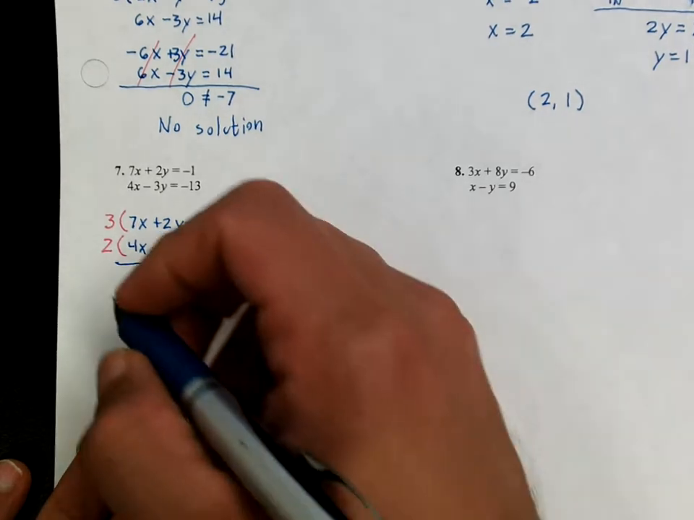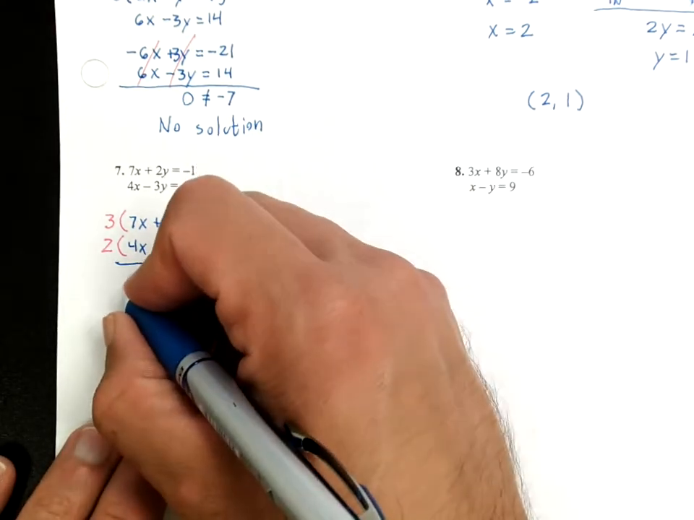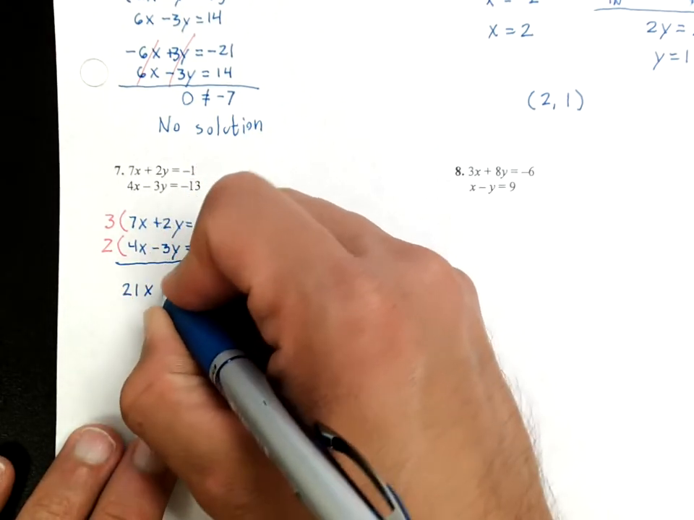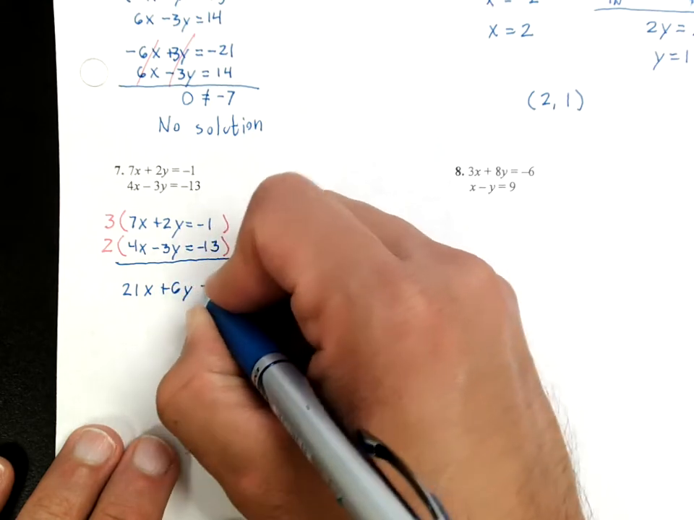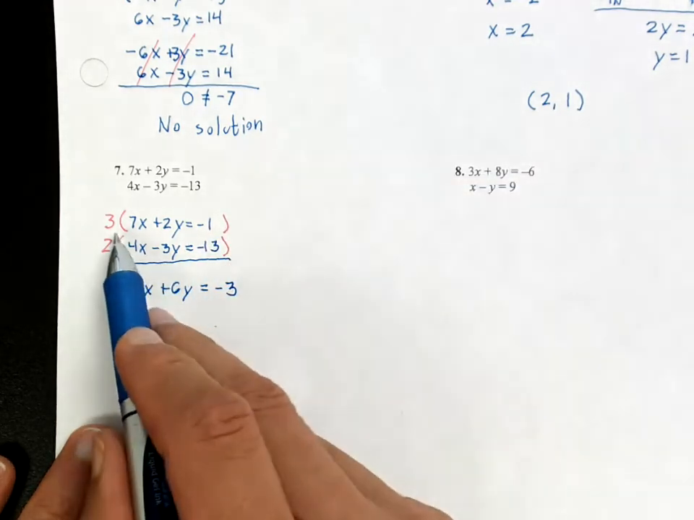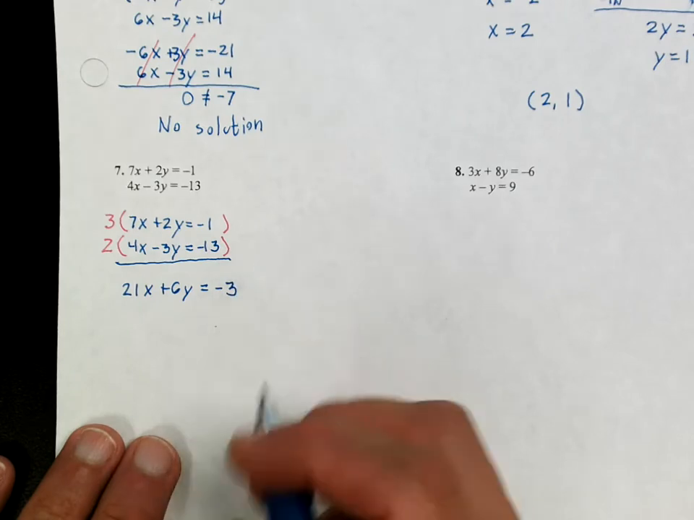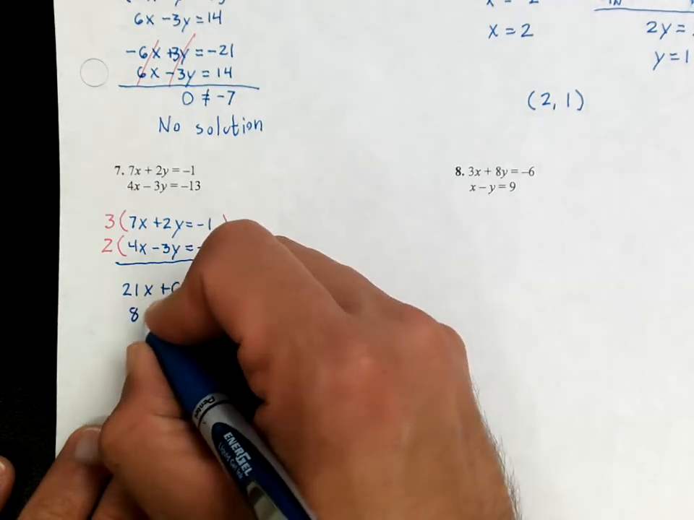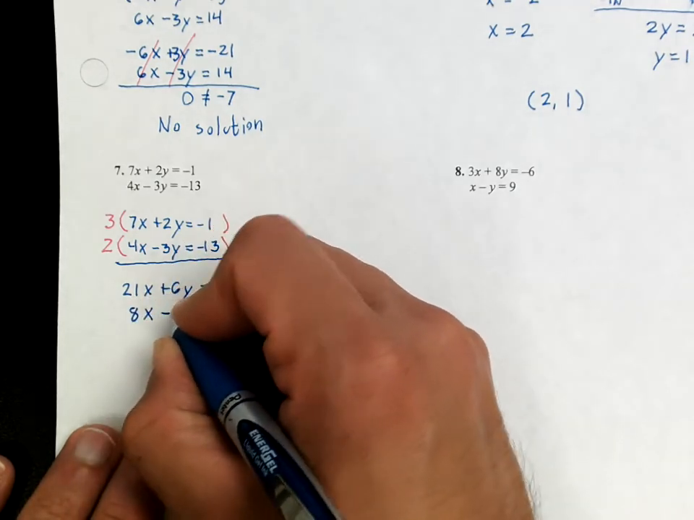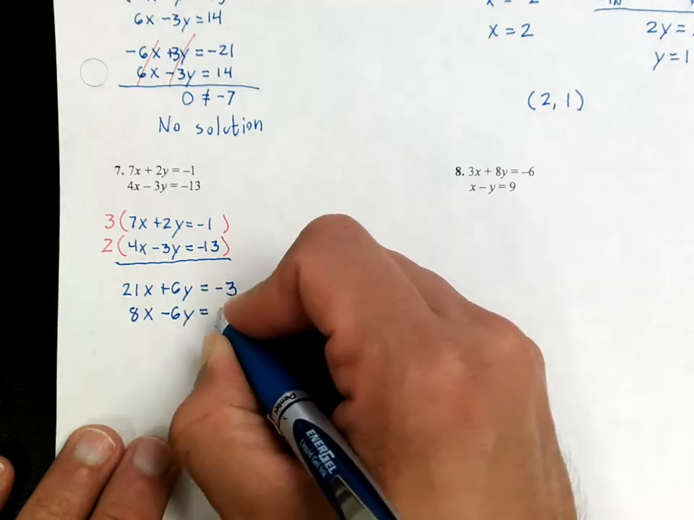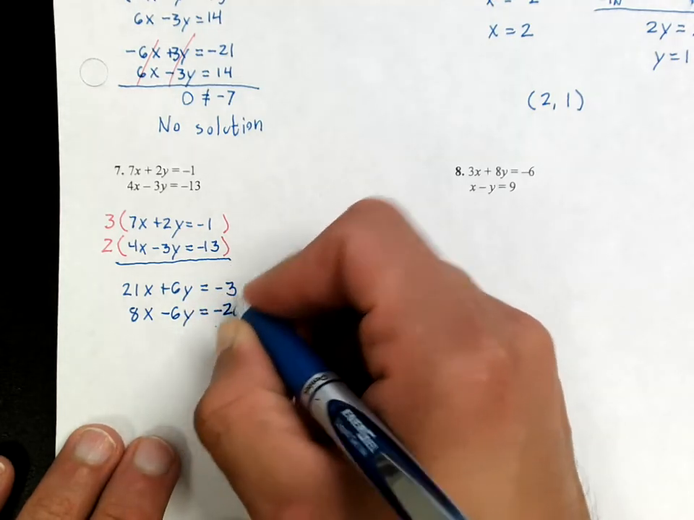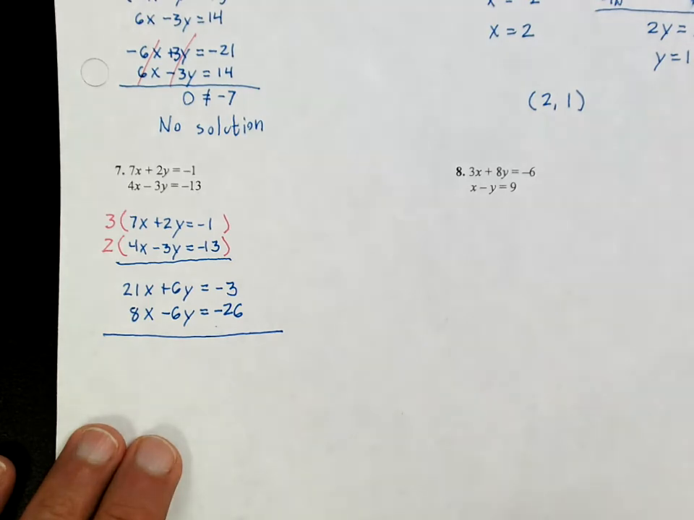All right. So this is going to be 21x plus 6y is equal to negative 3. Notice that I'm distributing that 3 across all 3 terms. And then on the bottom I would have 8x minus 6y is equal to negative 26. All right. Now we're going to go ahead and add.